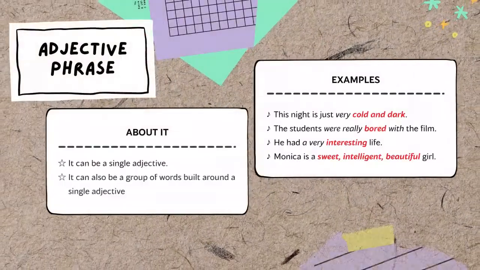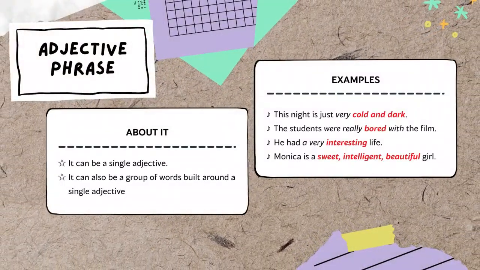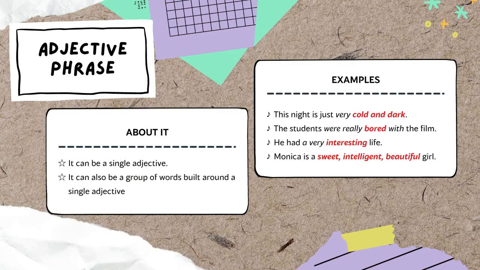Now, we move to the discussion of adjective phrases. An adjective phrase can be a single adjective or a group of words built around a single adjective. That means that the phrase itself acts as an adjective in a sentence. Take a look at the examples provided. The red words show the head word of each sample, and the italicized ones are the modifier of the phrase.